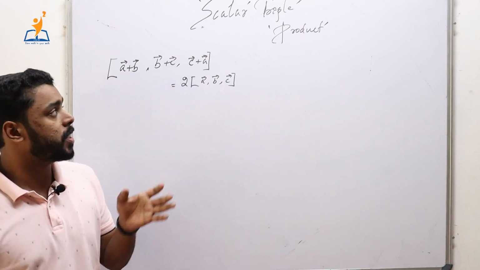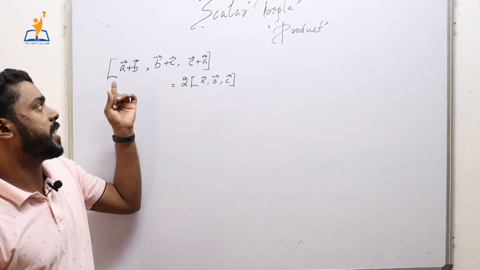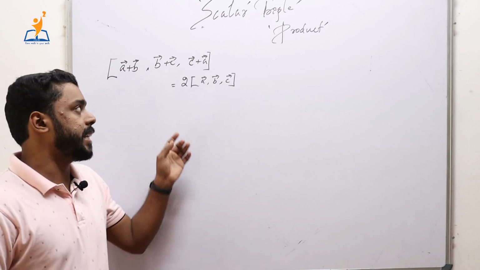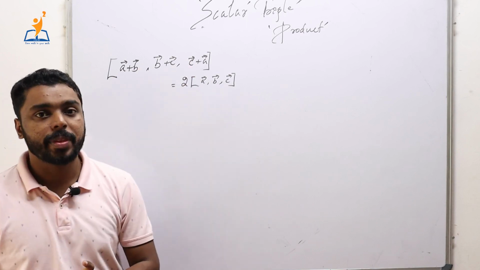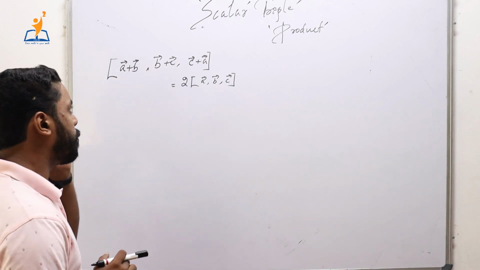So focus on this question. We have to prove this condition: box (A plus B, B plus C, C plus A) is equal to 2 into box ABC. So we have to prove this. How can we prove this?